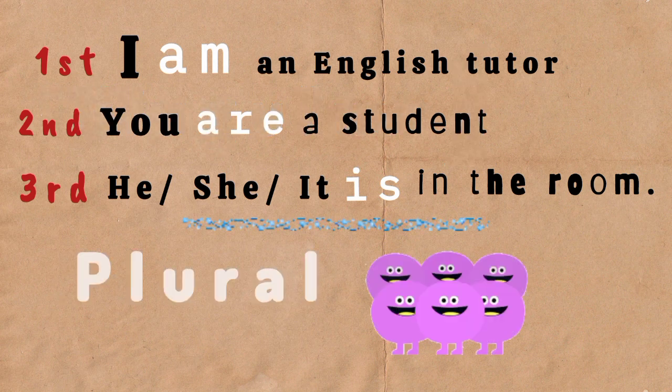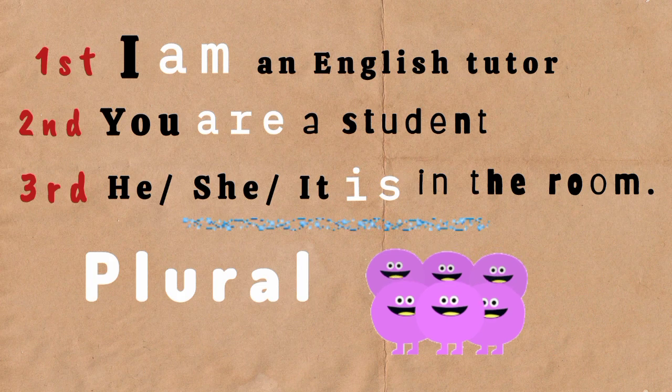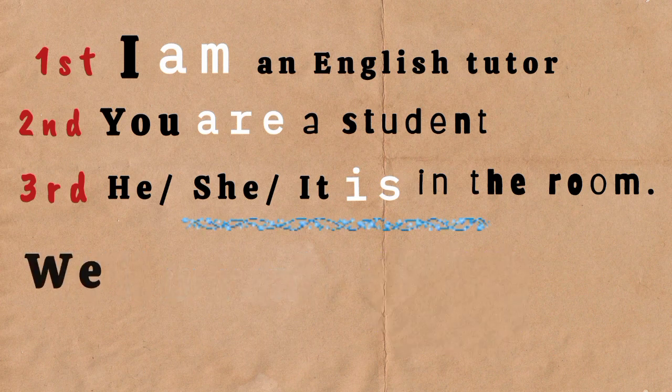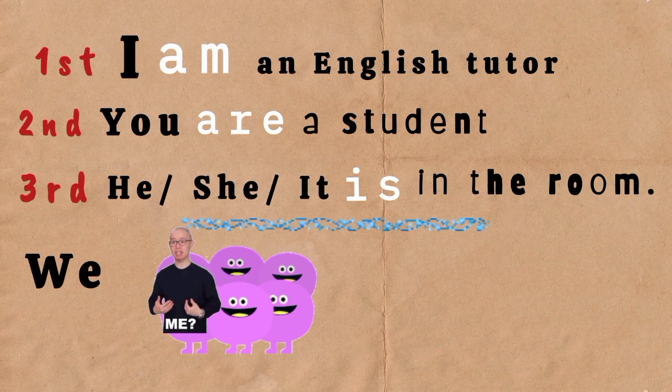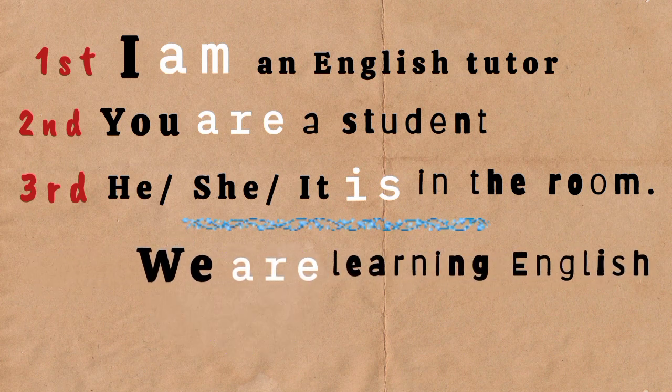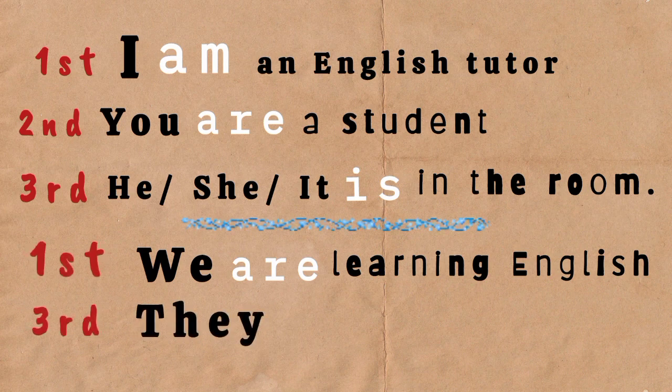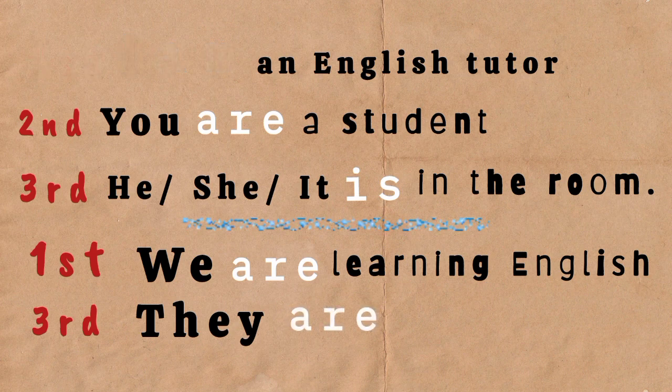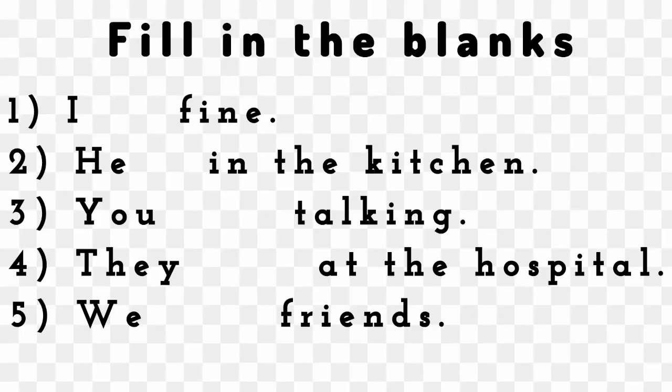Now let us take a look at the plural form of the subject personal pronoun. We, that is, many people, including you and I. We are learning English. We is the first person plural. They is the third person plural. That is many people, but it doesn't include me. They are playing.